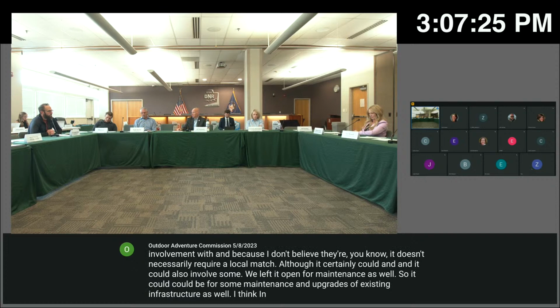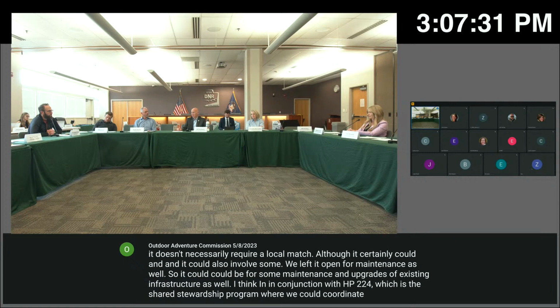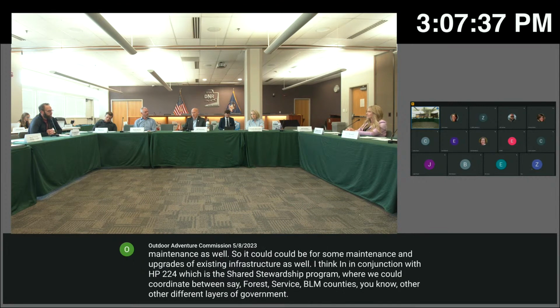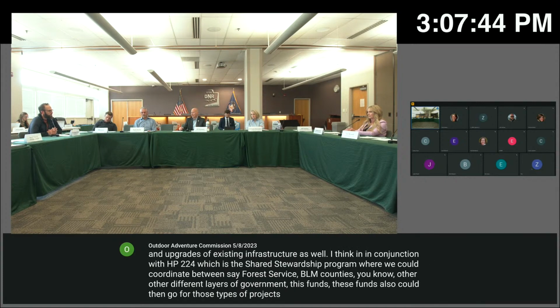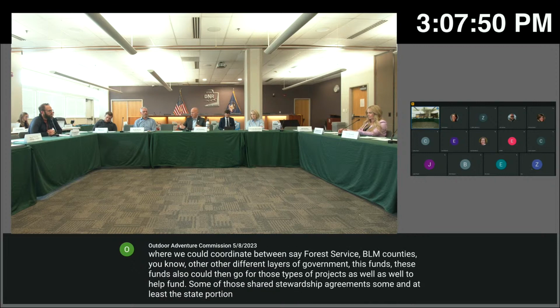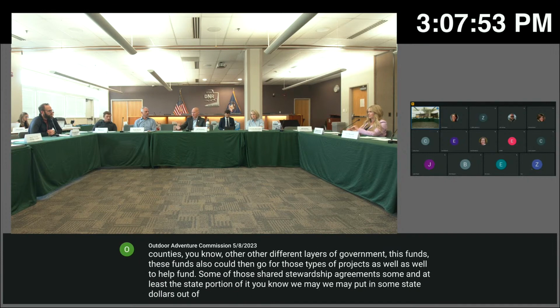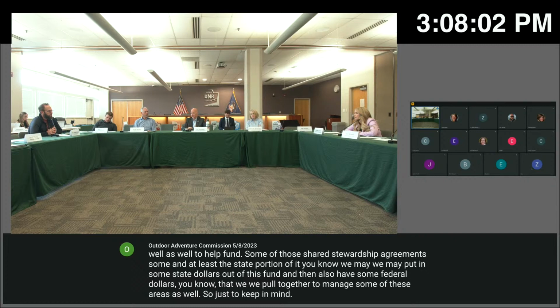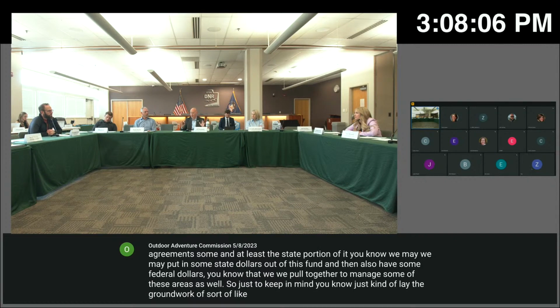I think in conjunction with HB 224, which is the shared stewardship program, we could coordinate between, say, Forest Service, BLM, counties, and other layers of government. These funds could also go for those types of projects, to help fund some of those shared stewardship agreements, at least the state portion of it. We may put in some state dollars out of this fund, and then also have some federal dollars that we pool together to manage some of these areas as well. So just to keep in mind, to lay the groundwork of the vision for the types of projects these funds might go toward.